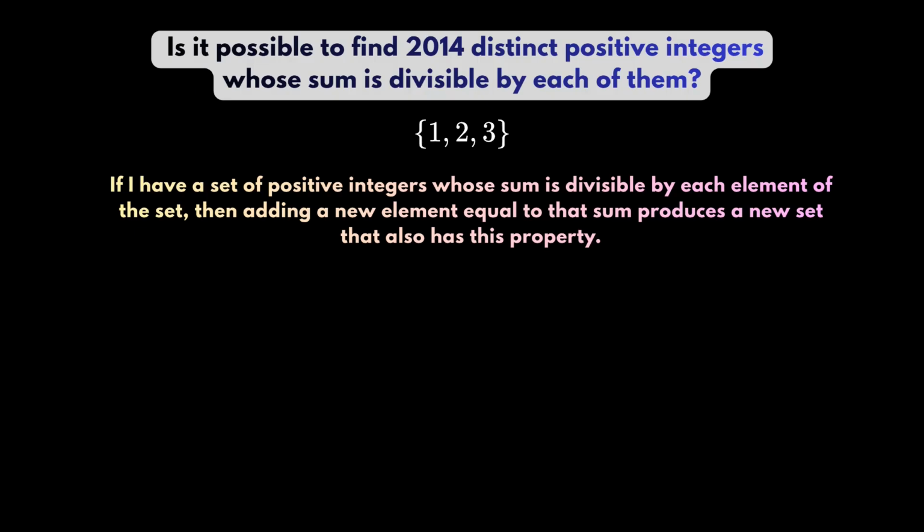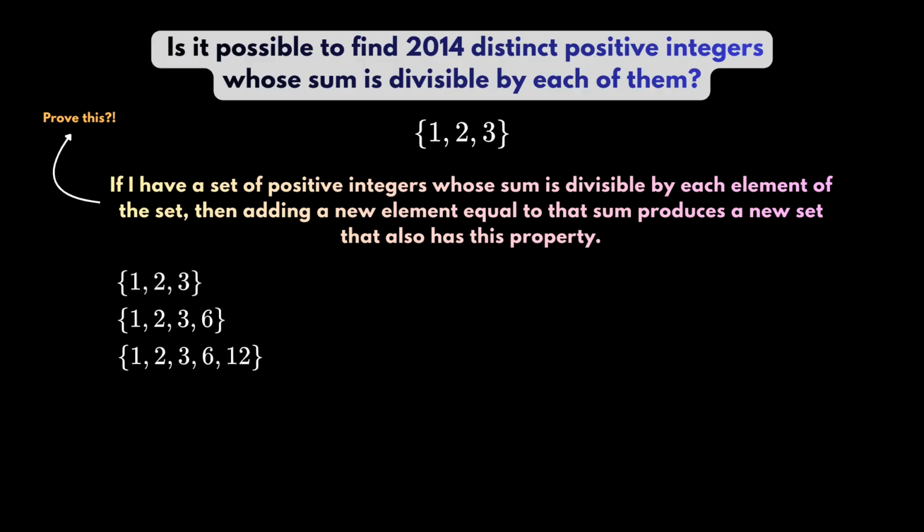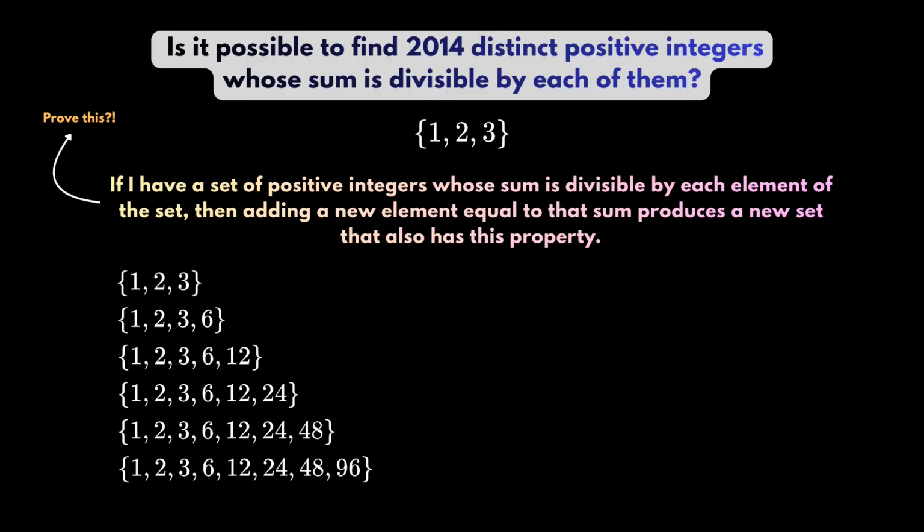I'm going to hypothesize something here, and I'm going to say that if I have a set of positive integers whose sum is divisible by each element of the set, then adding a new element equal to that sum produces a new set that also has this property. You can try to prove this, and this hypothesis is actually correct. So from here, let's take a look at this. We have 6, which is divisible. Now we're going to have 12, which still is divisible by each element in that set, then 24, then 48, and 96, and we can just continue this.